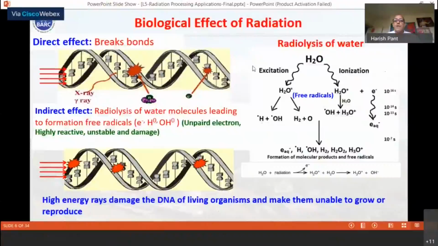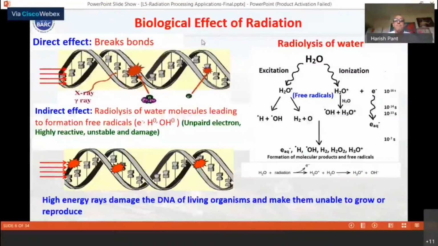So you can see here, this part of the slide shows the radiolysis of water. You can see there is an excitation of the hydrogen molecules, there is ionization, then there are many other products like hydrogen with one unpaired electron, then OH, and many other free radicals are formed. You can see here the hydrogen peroxide and hydrogen, and many kinds of free radicals are produced. These free radicals are very reactive, and they again damage the strands of the DNA.